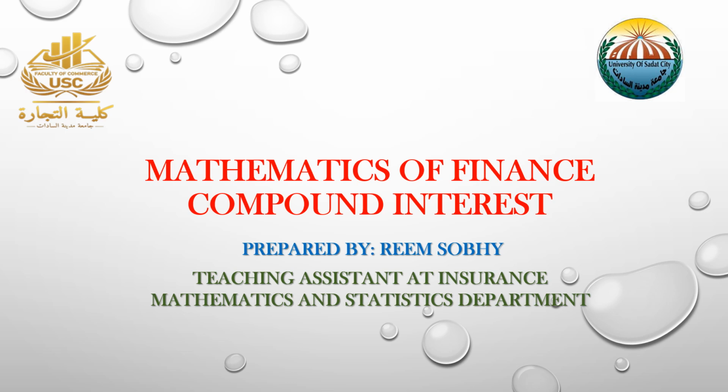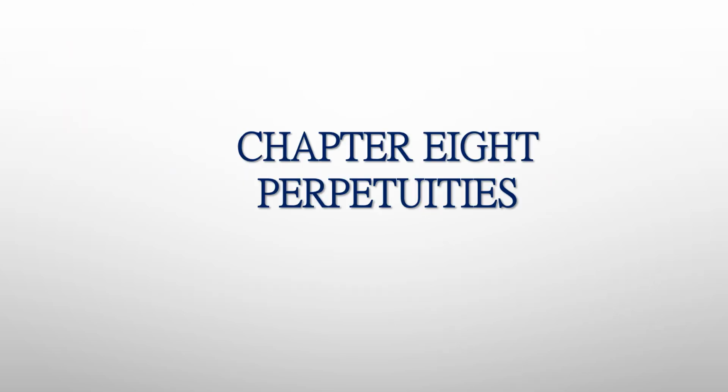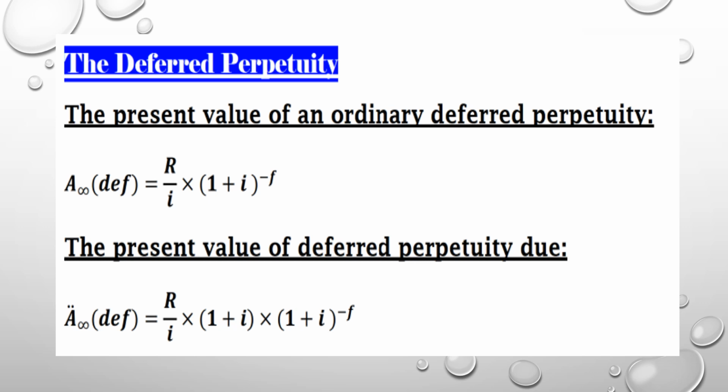This is the online sections of the Mathematics of Finance course, Part 2, Compound Interest. In this section, we will discuss Chapter 8 titled Perpetuities. In the last section, we defined perpetuities and clarified that we have two types, ordinary perpetuity and perpetuity due. In this section, we will define another type of perpetuity, which is the deferred perpetuity.